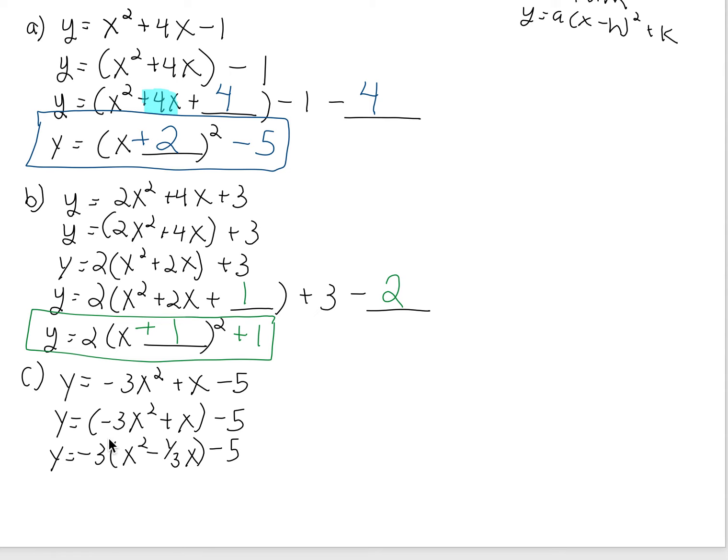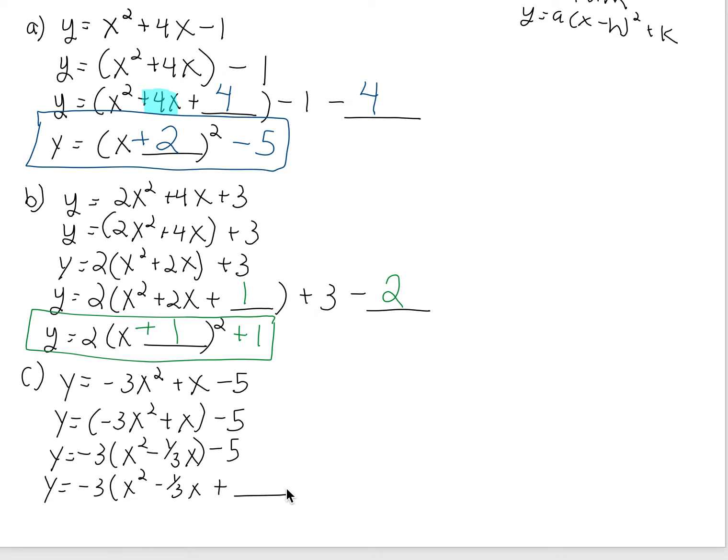And you can check that. Distribute property. If I distribute this, I get negative 3x squared. Negative 3 times a negative 1/3 x gives me a positive x. So it's still balanced. The equation hasn't changed any. Now that I have an x squared term without a number, with only a 1 in front of it, I can set up my blanks.